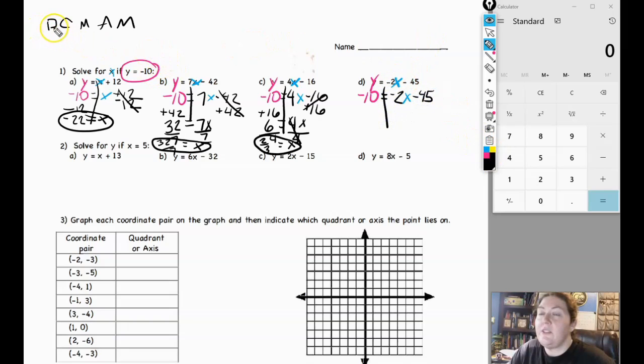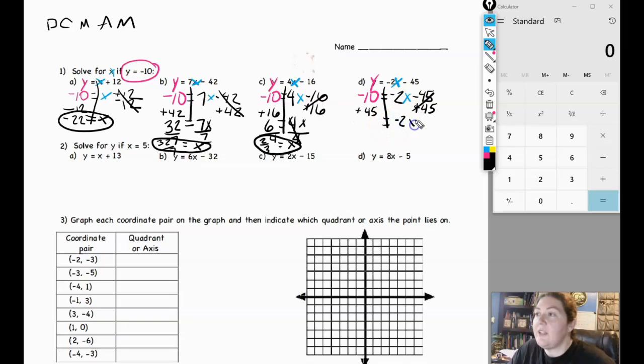Do I have anything to distribute? No. Do I have anything to combine? No. Do I have anything to move? No. Do I have any addition and subtraction on the side with the variable? Yes. I have a negative 45. To undo a negative 45, I use a positive 45. Those will cancel. What I do to one side, I do to the other.